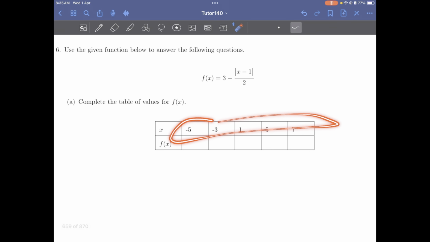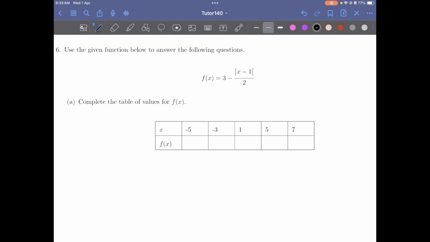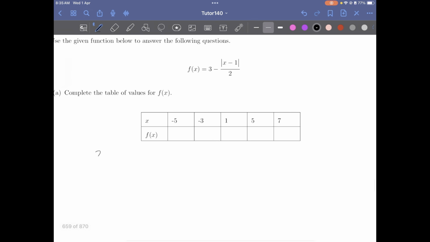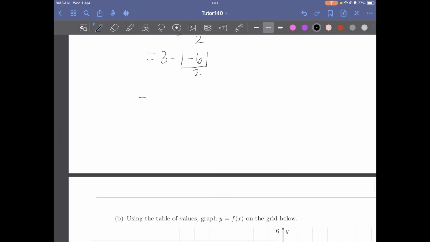For the box, all we do is substitute the x values in the equation to find the respective y value. So for -5 first: 3 minus the absolute value of negative 5 minus 1, divided by 2. That's equal to 3 minus the absolute value of negative 6 divided by 2, which is equal to 3 minus positive 6 divided by 2. This is equal to 3 minus 3, 0.